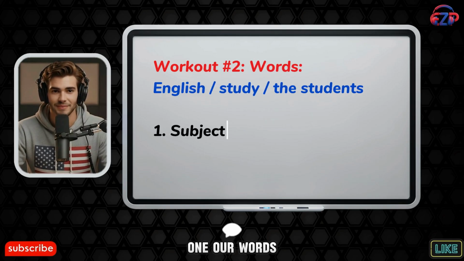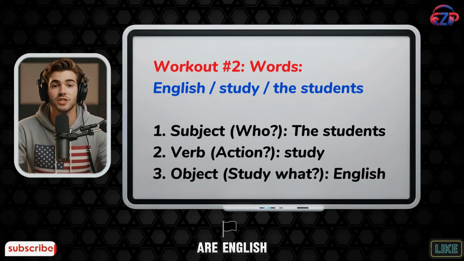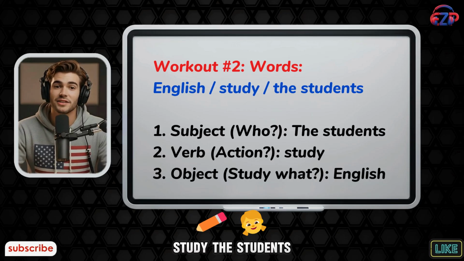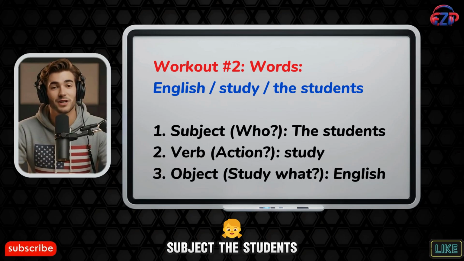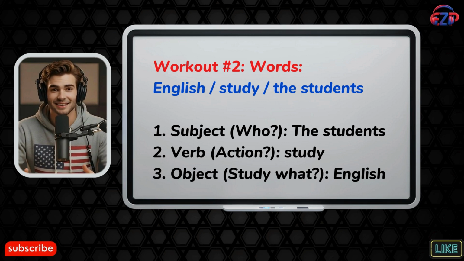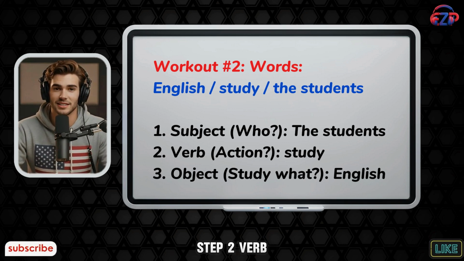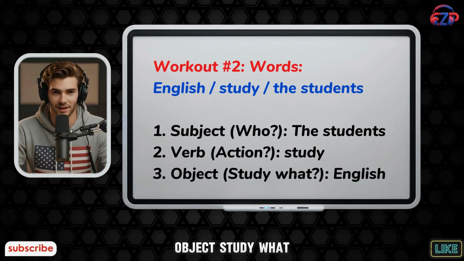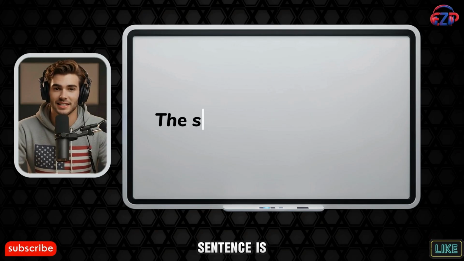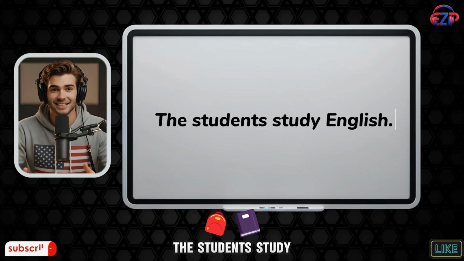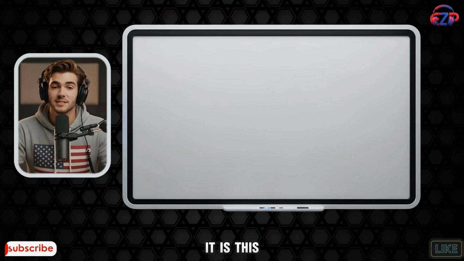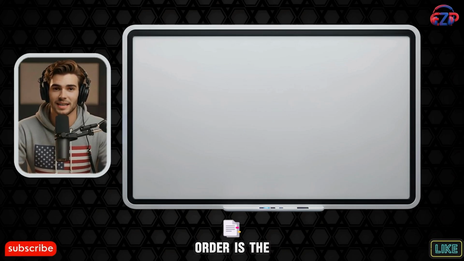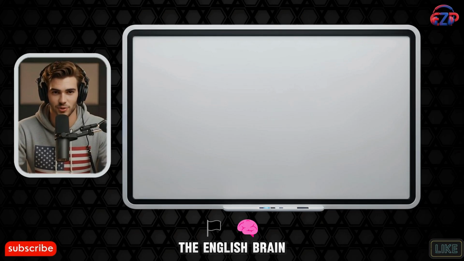Let's try another one. Our words are English, study, the students. Let's build it. Step 1, subject, the students. Step 2, verb, study. Step 3, object, study what? English. The perfect sentence is, the students study English. See how logical it is? This subject-verb-object order is the default setting for the English brain.